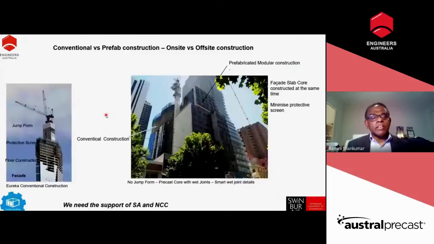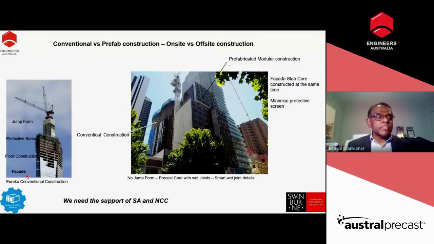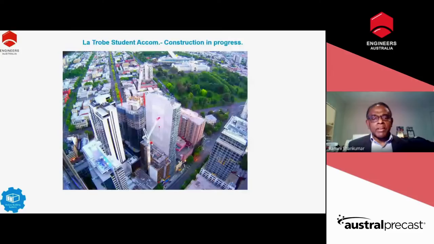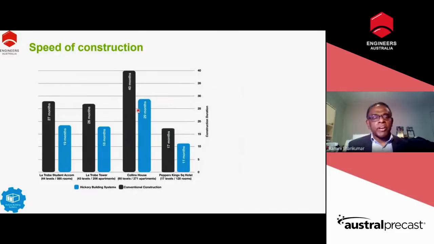Comparing the two: in the conventional method, we have a facade and floor construction protected between jump forms. Compared to this one, where the whole facade comes with it. The construction starts with this conventional one and this prefabricated one. We caught up, didn't we? That's the beauty. The timing, as already explained, with 20 to 30%, we save on time.